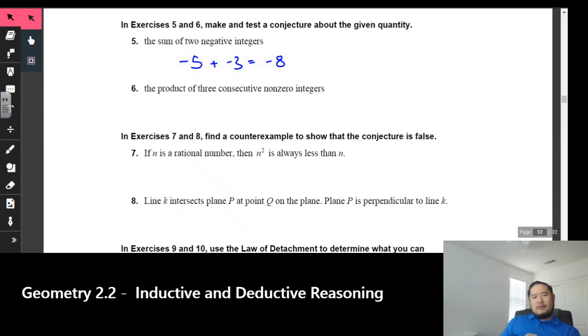Next up, number 6, the product of 3 consecutive non-zero integers. Now remember, the product means to multiply. So we're trying to multiply 3 consecutive non-zero integers. And remember, consecutive means one right after the other. Okay?